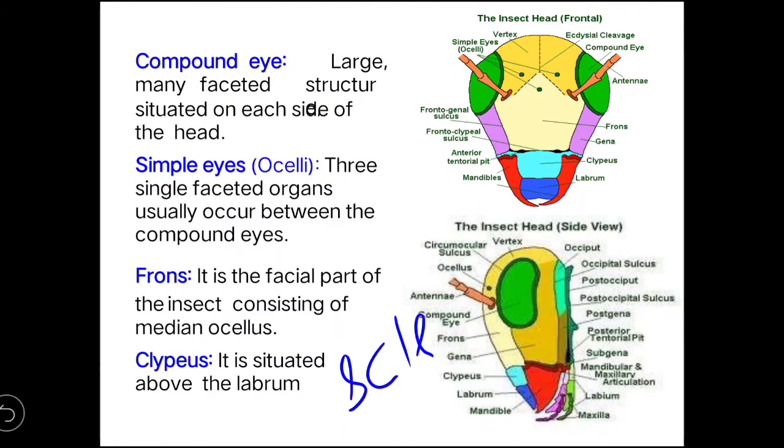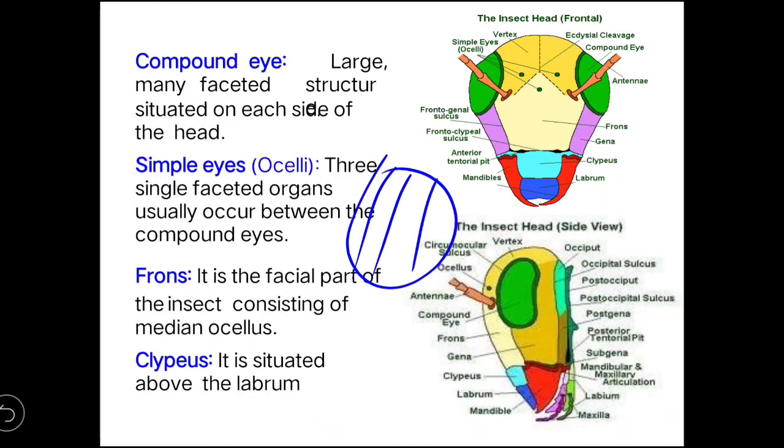First is the compound eyes. The compound eyes are large, many-faceted structures. You can see the green portion is the compound eyes. They are very large, located on either side of the head, and they are many-faceted. For example, like this, many lenses will be there.